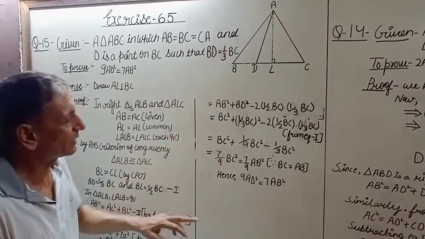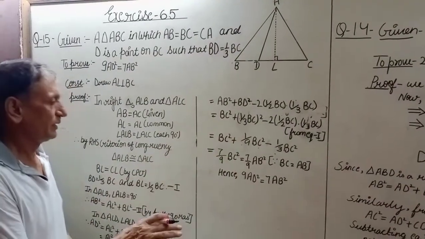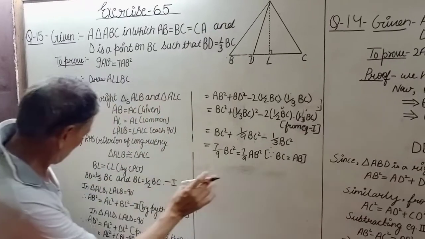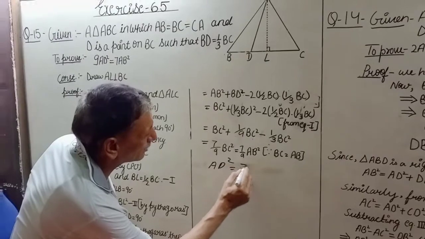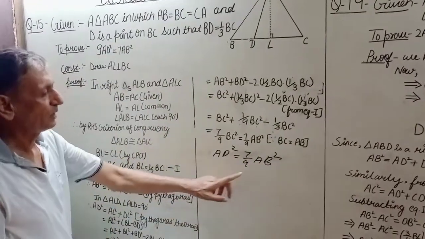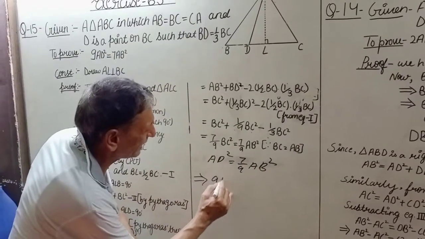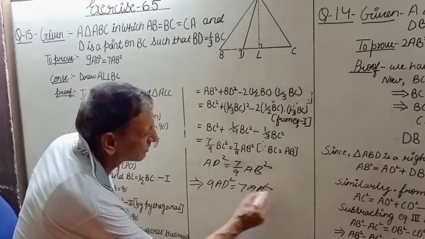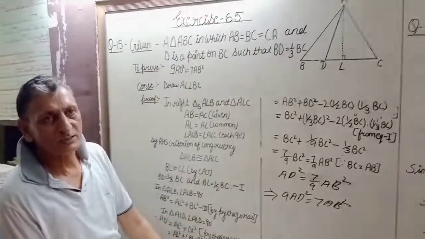When you solve it, you have got, let us write it this way, AD square is equal to 7/9 AB square, right? Or 9 can be taken this side, and we may say 9 AD square is equal to 7 AB square, right? And this is what we were to prove.